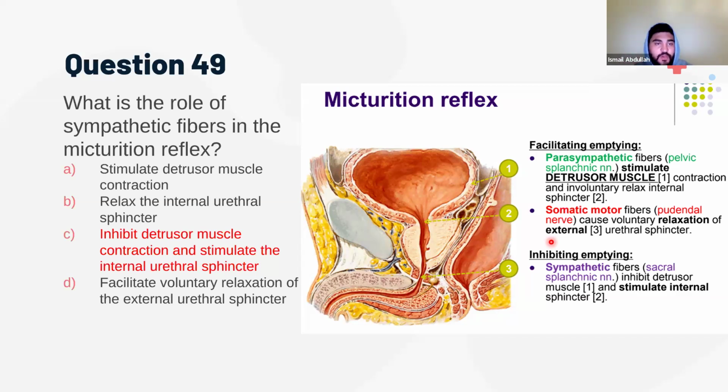This is also very important when a male is having sexual intercourse, for example, because this will cause the internal sphincter to contract and prevent retrograde ejaculation. But let's say it's quite the opposite, where they need to facilitate emptying through parasympathetic fibers. It's the opposite. It's going to stimulate the detrusor muscles to contract, which will cause emptying of the bladder and the relaxation of the internal urethral sphincter.